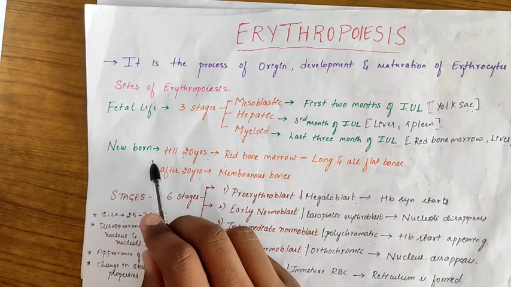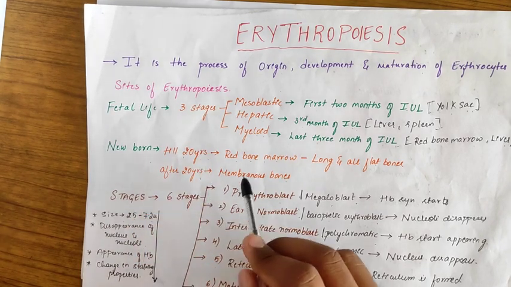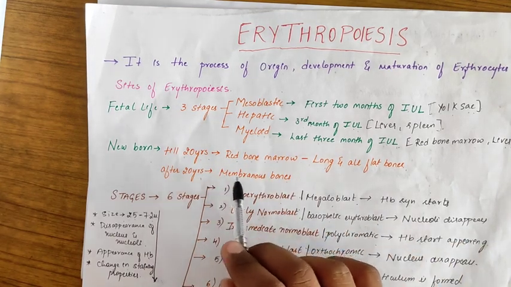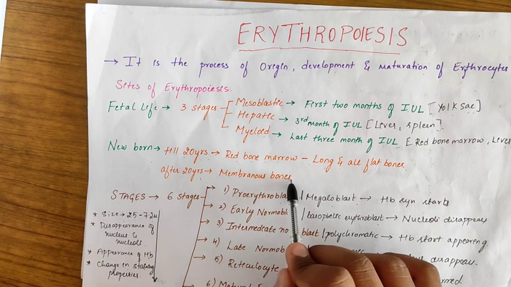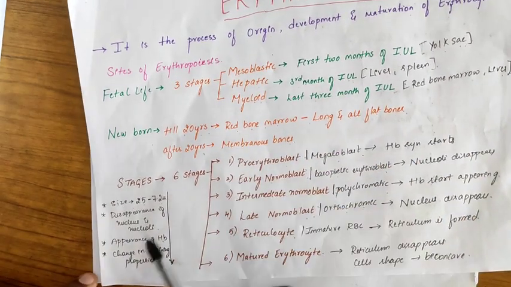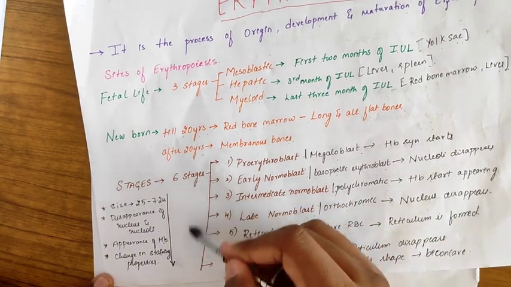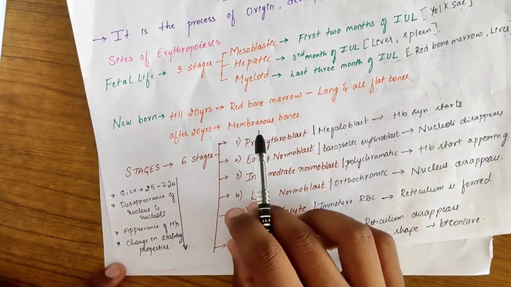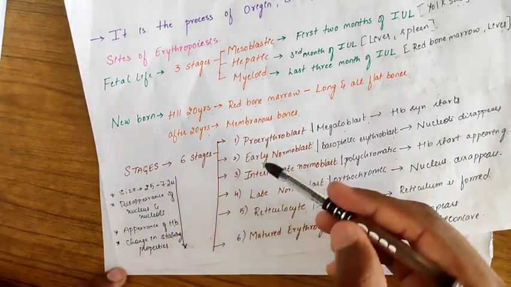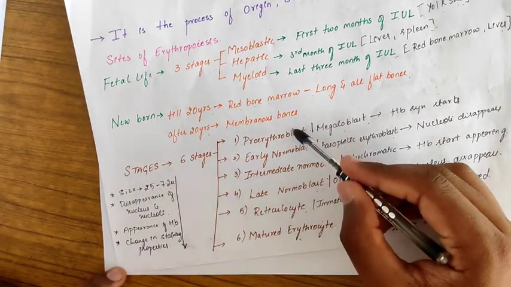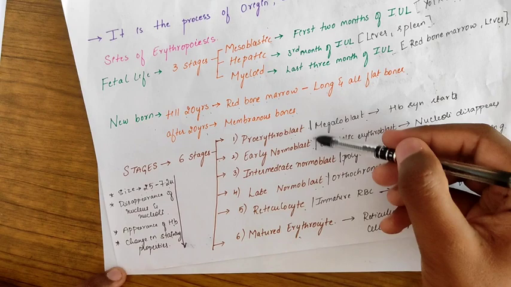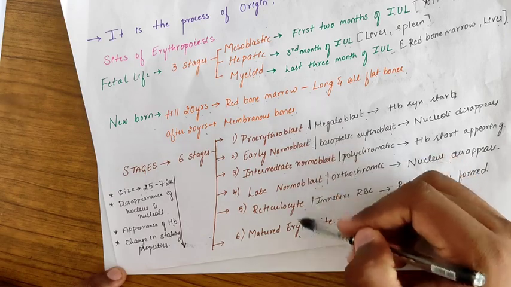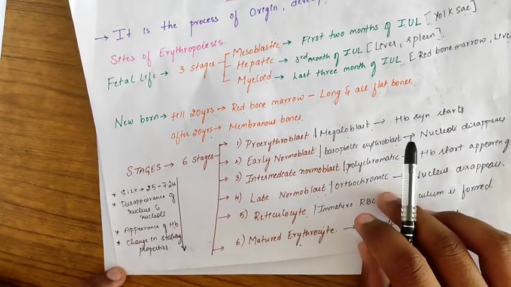And from the newborn till 20 years of age, it occurs in the long and all shaft bones of red bone marrow. After 20 years of age, erythropoiesis also occurs in the membranous bones. Erythropoiesis can be studied in 6 stages. In all these 6 stages, certain changes take place in the erythrocytes. First, the size of the RBCs decreases from 25 micron to 7.2 micron from the first stage to the last stage, there is a disappearance of the nucleus and nucleoli, and there is the appearance of hemoglobin, and changes in the staining properties of the cells.